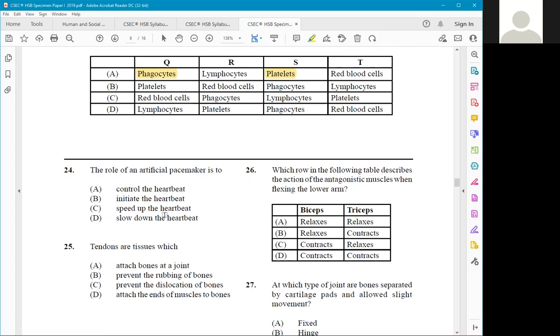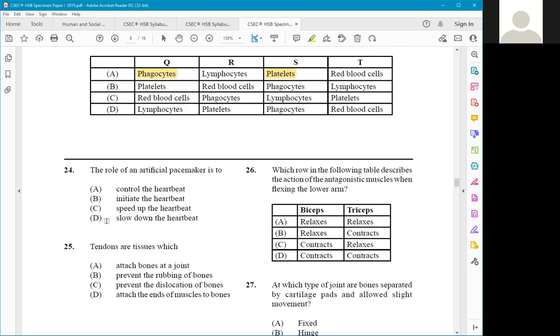No, speeding up or slowing down is to control the rate. So speed up is a wrong term to use here. So that would be out. Some persons would put it, you know. And slow down the heartbeat, you're not interested in doing that. You just want it to be controlled. So the correct answer would be A. The role of an artificial pacemaker is to control the heartbeat.